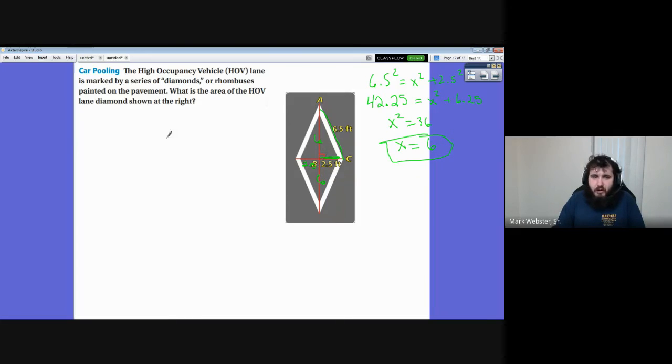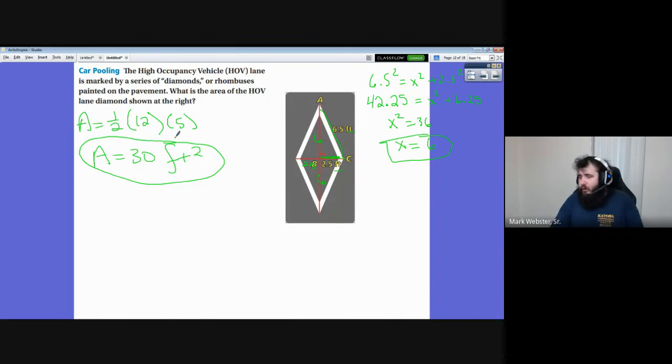Well, okay, so now I'm going to do my area. The first diagonal, we got 6 and 6, that's 12. The second one, you got 2.5 and 2.5, that's 5. Well, 1/2 of 12 is 6, times 5 is 30. And we look at its feet and its feet, so we got feet squared.